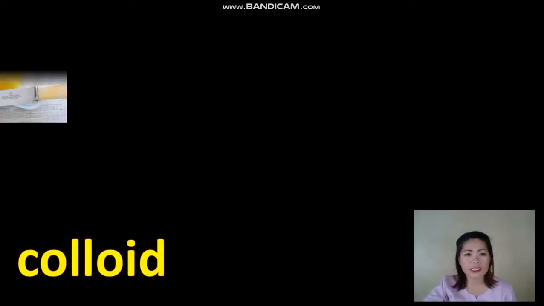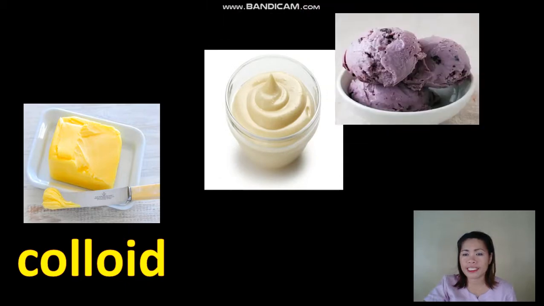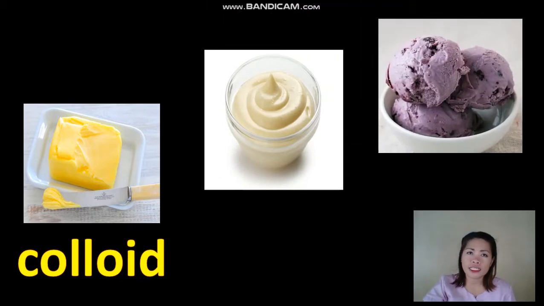What is a colloid? Colloids are butter, mayonnaise, and ice cream. Colloid came from the Greek word colla. Colla means glue-like. See the mayonnaise, it looks like glue. Some of the colloidal particles look like glue, that is why it is called colla. Now, what are the types of colloids? There are four types: sol, aerosol, foam, and emulsion.